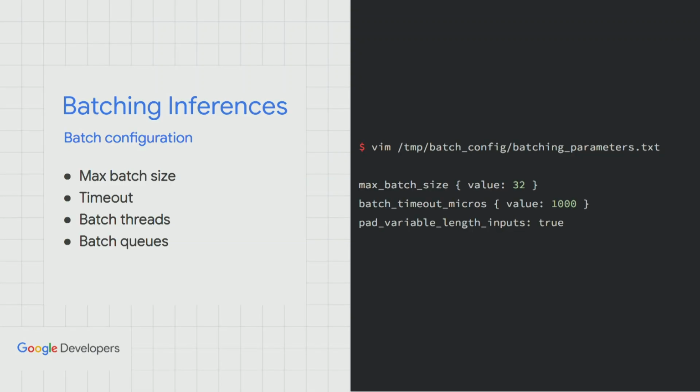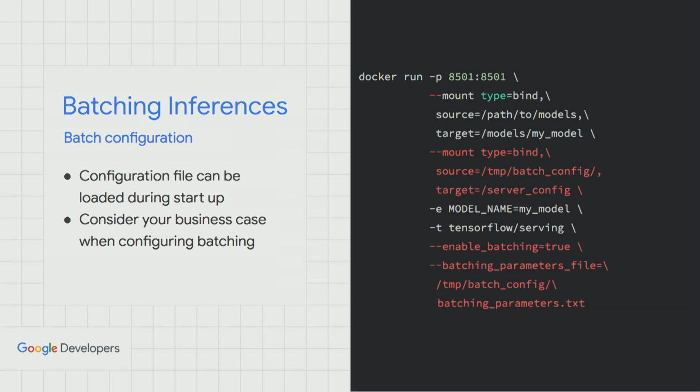The configuration is super simple. You define a text file with the information I show you here on the slide. You define your batch size. You define your timeout, how long you want to wait. And you have a couple of other options, like batch threads and batch queues, how many queues you want to use and things like this. But the bare minimum definition is what you see on this slide. And again, you don't have to code. You just load that additional configuration file. You mount the directory where you can find that file. You tell TensorFlow Serving that you want to enable batching, and then you pass in the parameter file, and you're good to go.